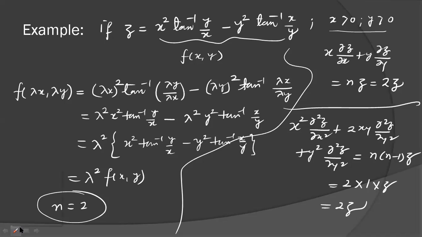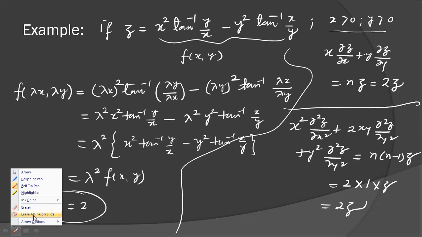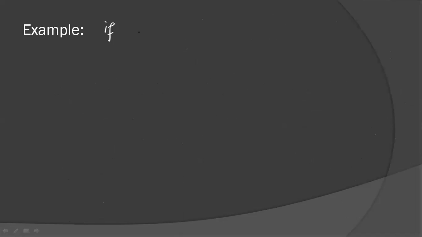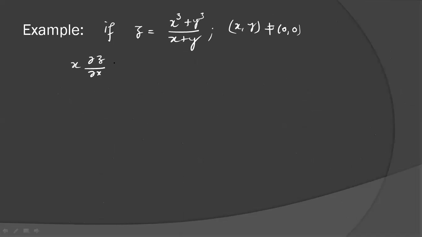Similarly, I have one more example. If z equal to x cube plus y cube over x plus y, I am not taking x and y as origin here, not 0, 0. It means continuous everywhere now. We have to find what is x del z over del x plus y del z over del y. No need to calculate, just check whether f(x,y) is homogeneous or not. If it is homogeneous, then apply Euler's theorem.